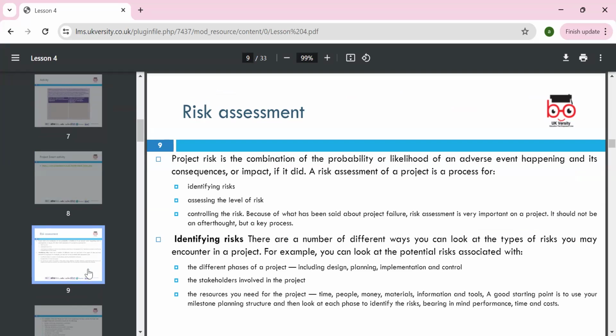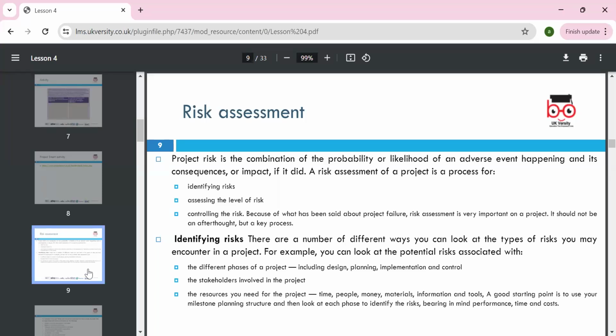So a risk assessment of the project is the process for identifying the risk. We can look at assessing the level of risk, controlling the risk, and producing what has been said about project failure. Risk assessment is very important.